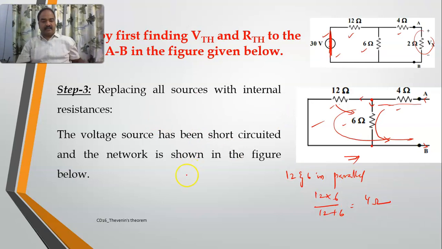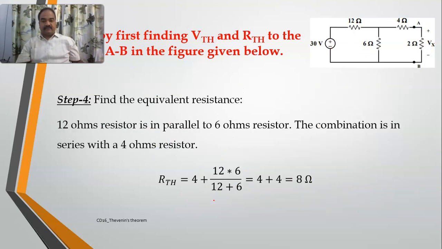So it is 4 ohms. Here 4 is already there, and in place of these two, I will get 4 ohms. So 4 plus 4, both are in series, and the same current is flowing. So 8 ohms is the equivalent resistance. So step 4 is determining the Thevenin's equivalent resistance.